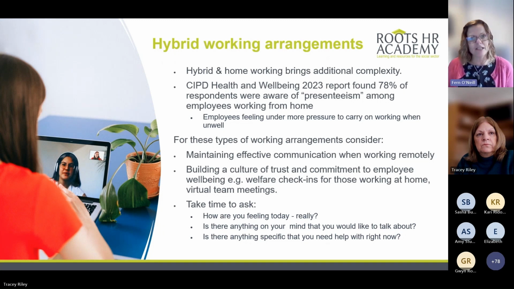So employers can consider, even more so in these situations, welfare check-ins. Not just having conversations about task-orientated points of discussion, but also checking in on people, having virtual regular meetings as a team, asking, are you okay? And are you really okay? Is there anything on your mind? Is there anything you really need help with right now? I think that's really important, not just saying, what are you doing? How's it going? But actually, how are you?